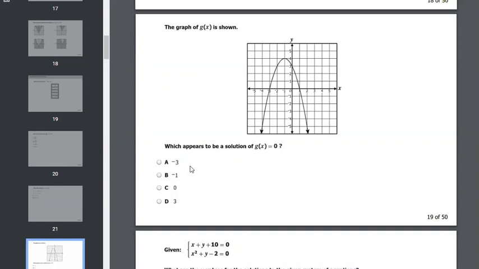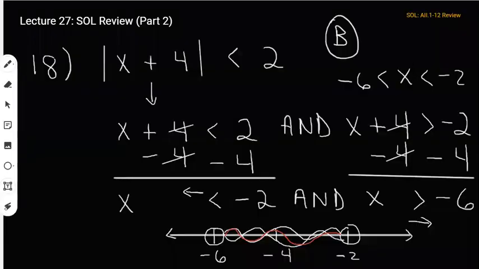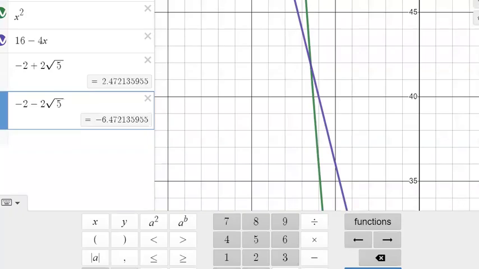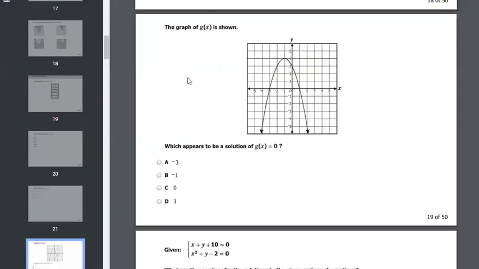So how do I know that it crosses the x-axis there? Well, when g of x is equal to 0, the y value has to be 0. That means you're only looking at the x-axis here. So the answer is going to be A. X equals -3.